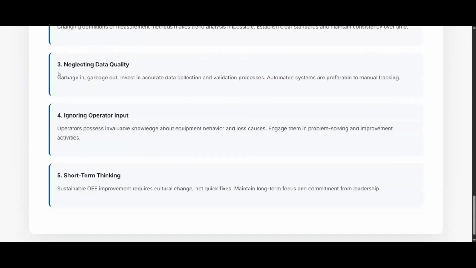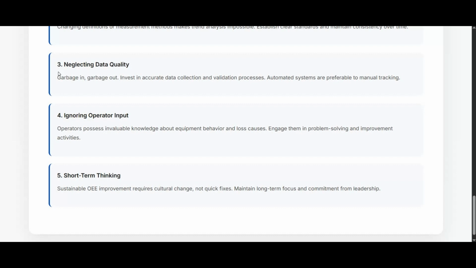And here, number 3. There is a simple truth here. Garbage in, garbage out. If the data feeding your OEE system is incomplete, delayed, or inaccurate, your conclusions will be flawed and your decisions will suffer. That's why investing in accurate data collection and validation is non-negotiable.